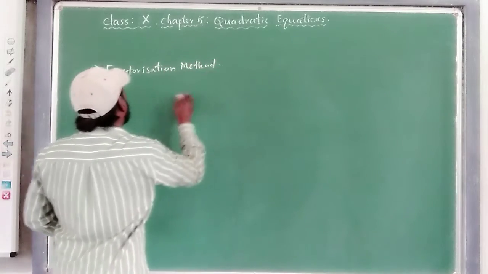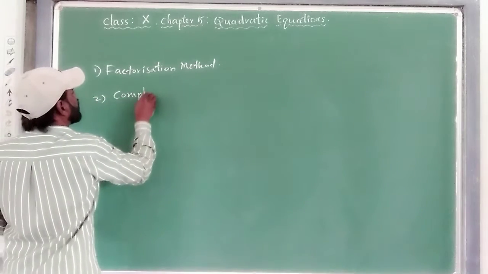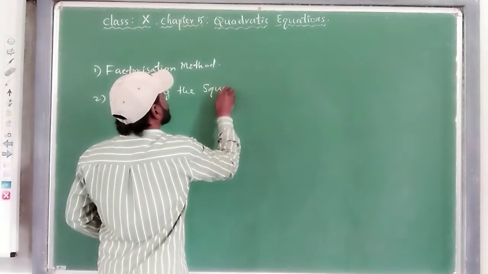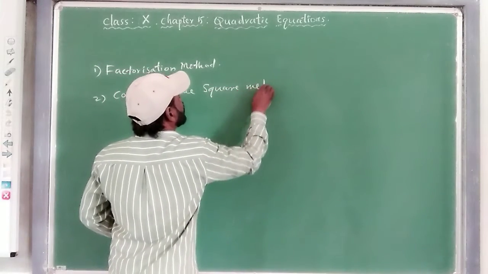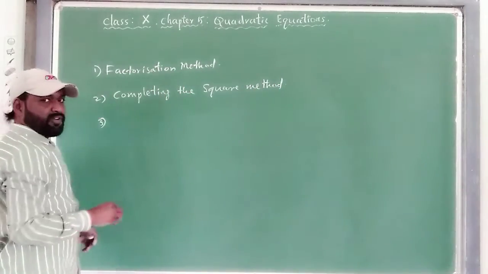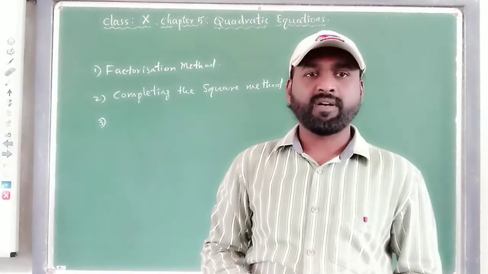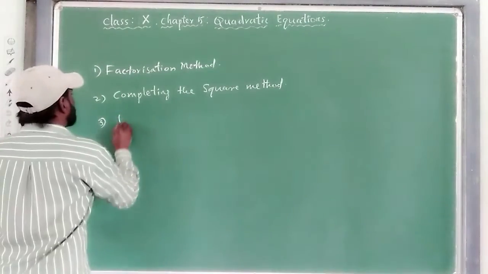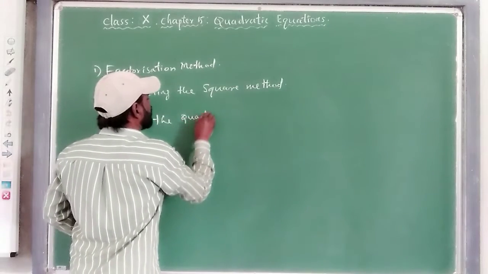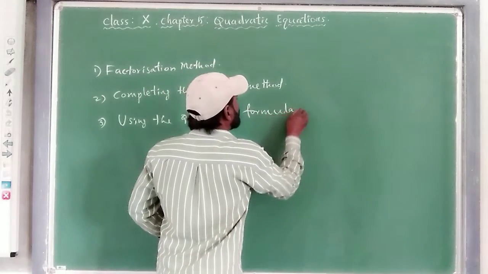And we have another method that is called the completing the square method. Otherwise, you can use the quadratic formula to find the solution of a given quadratic equation. What is meant by the quadratic formula?